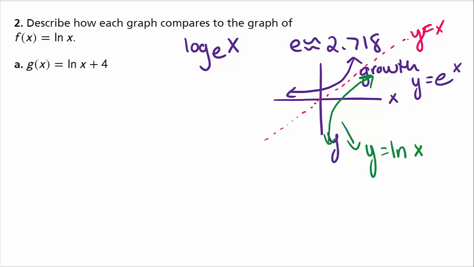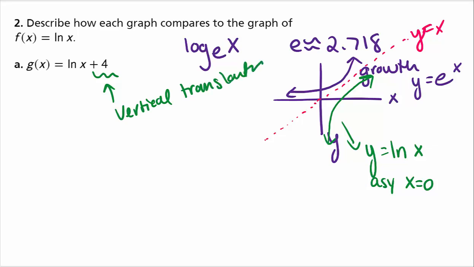Again, notice that now our asymptote is at x is equal to 0 rather than y is equal to 0. The question says, describe how the graph compares to the natural logarithm. Well, if we look at our transformation, we have something that's added after the parent function. So this is going to be a vertical translation up by 4. The entire green line will just shift up by 4. By shifting up by 4, it will not change the domain and it will not change the range, but it will impact that x-intercept.